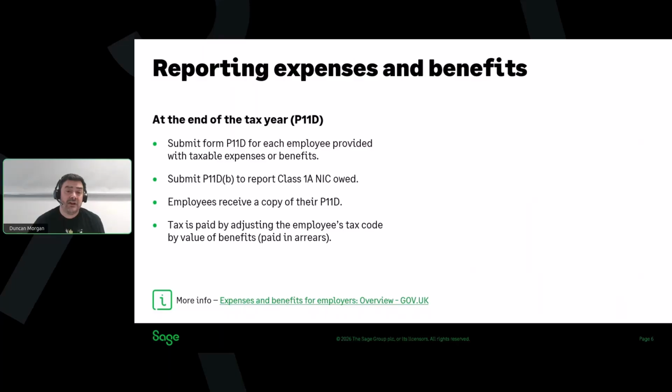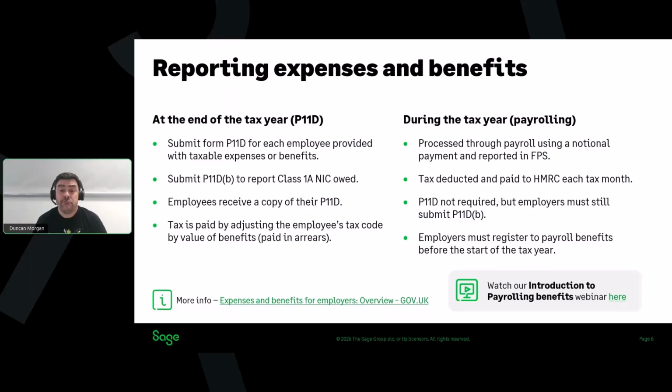Now, the other way of reporting expenses and benefits is via a process known as payrolling. This is when it's done in real time via your payroll software. If you're payrolling benefits, you process them through payroll as notional payments, meaning that the value of the benefit goes through the payroll in order to deduct the tax that's due, but the employees don't actually receive any amount in their net pay. And it's reported in a full payment submission on or before each pay date. So this means that the tax on the benefits is deducted and paid in real time each month. A P11D is not required for benefits that have been payrolled.